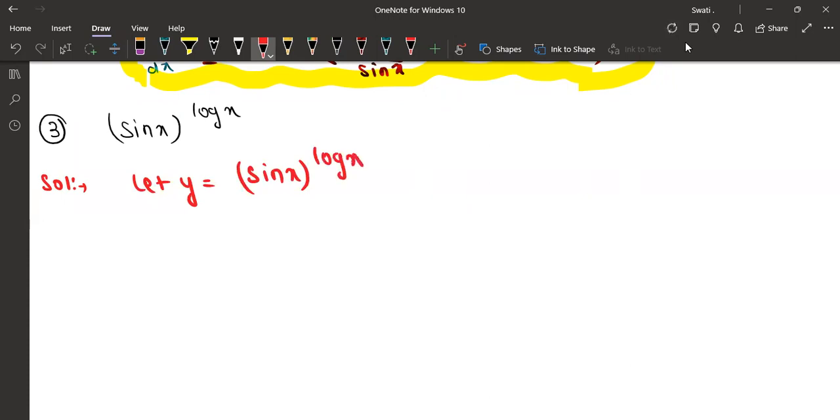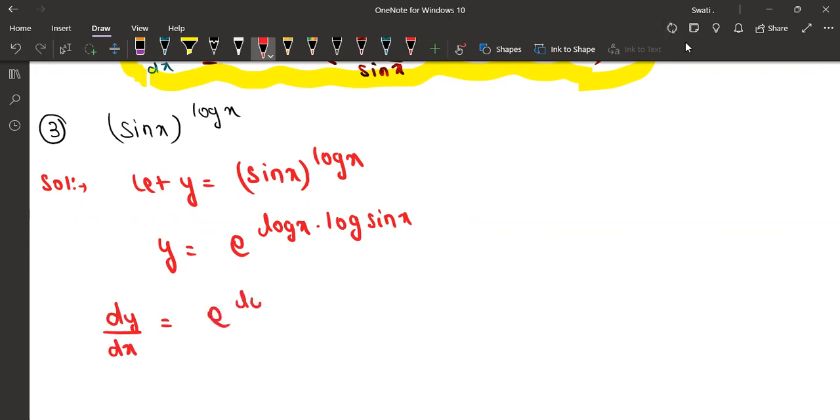And now what we will do, we will again use the property of log. So this will become e raised to log x log sine x. Make sure here I'm directly writing, but I have already explained the property or the formula of log. So we are getting y is equal to e raised to log x dot log sine x. Now we will do the derivative. So this will become dy dx. Derivative of exponential function as it is, so e raised to log x dot log sine x.